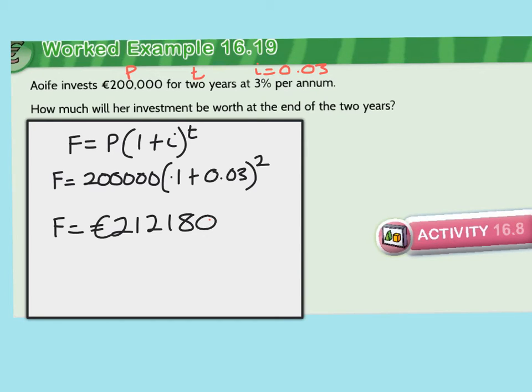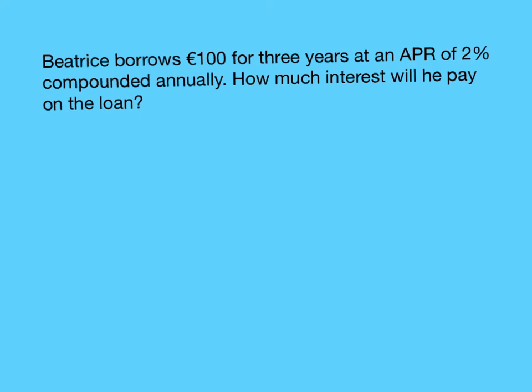212,180. Okay, and that's what they were asked, how much will our investment be worth at the end of 2 years? Now, if they asked how much interest did she have at the end of 2 years, of course what we would do here is we would take this final amount, subtract the 200,000, and that would give me how much my interest would be. So it would be 12,180. Again, I'm just going to pause it here and let you have a go at this question.